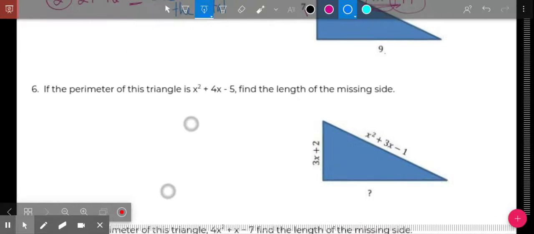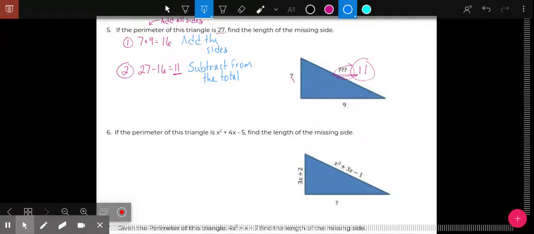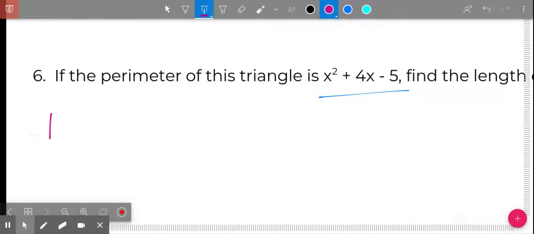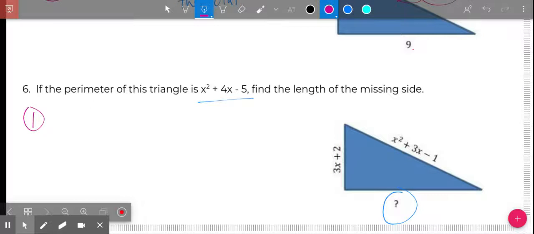Okay, so if I look at this, now we're going to be dealing with polynomials. So it says if the perimeter of the triangle is x squared plus 4x minus 5, so instead of 27, I'm giving you a polynomial, find the length of the missing side. So we're looking for this side right here. Well, step number 1, we added the sides of this problem. So guess what? Step number 1, we're going to add the sides.